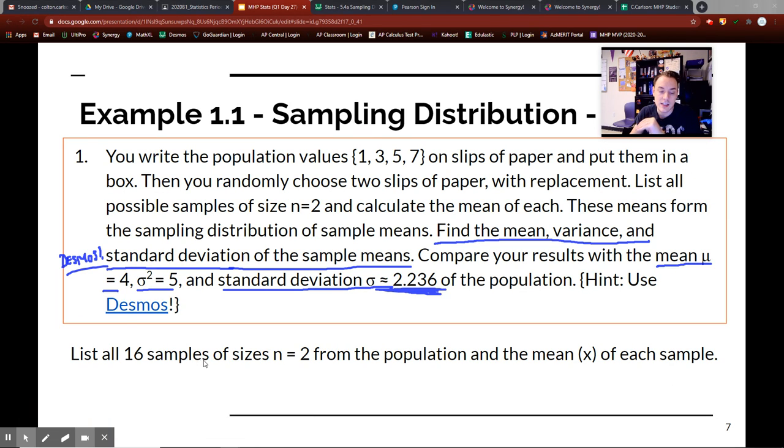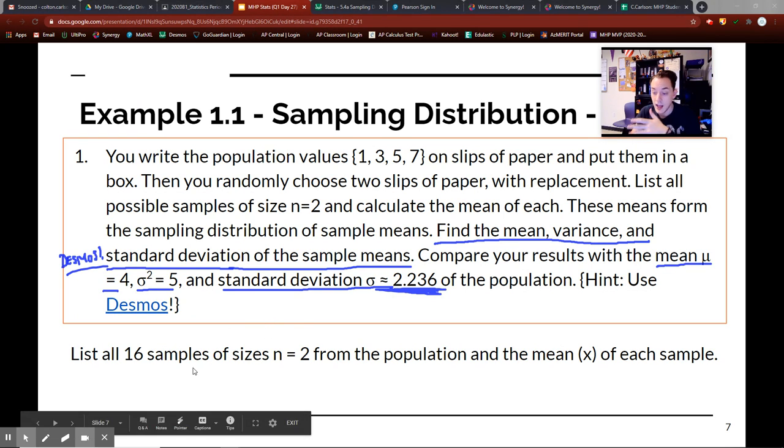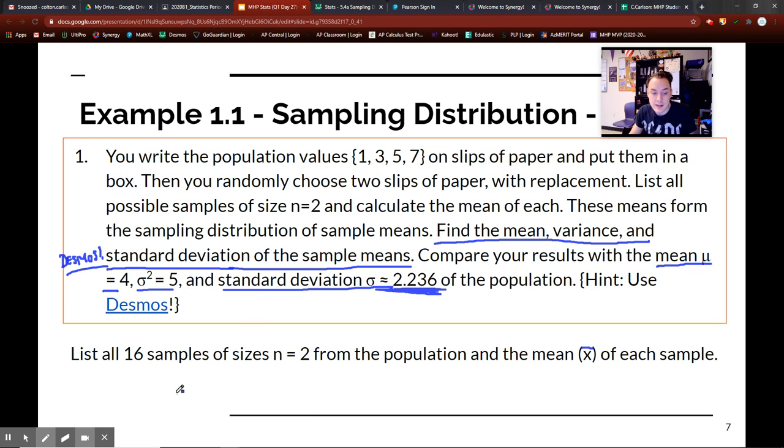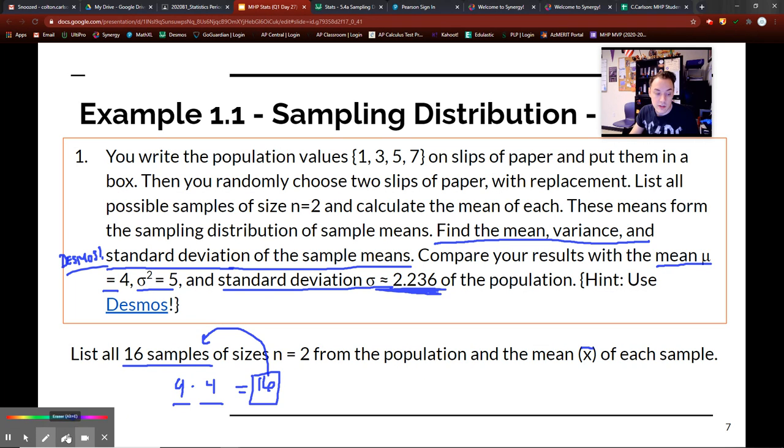List all 16 samples of size n equals 2 from the population and the mean x bar of each sample. So what does this mean? Well, I already told you this is a fundamental counting principle problem, which means I have 4 and then I want size 2, so I have 2 options, but I'm going to choose from 4 every single time. So this means I have 16 possible samples, and that's exactly what it says here. 16 possible samples. We're going to find the mean of each, okay? So let's do that.